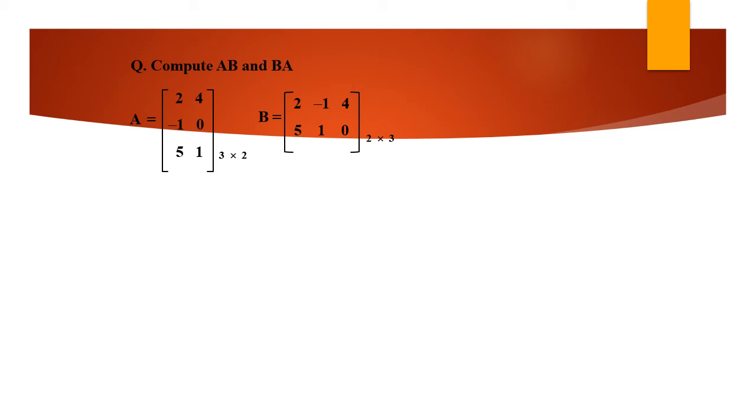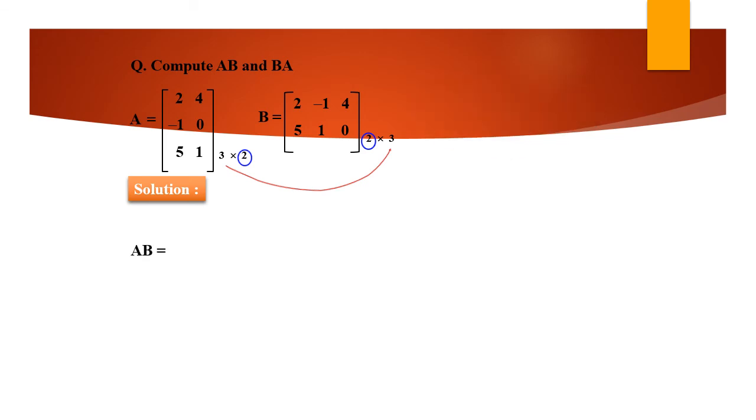So before obtaining the product A into B, we need to check the columns of matrix A must be equal to rows of matrix B. So 2 is equal to 2. So it satisfies the CR rule. And the product of A into B will be of the order of 3 cross 3.